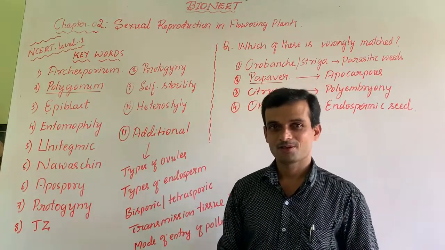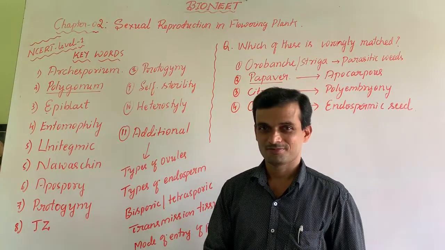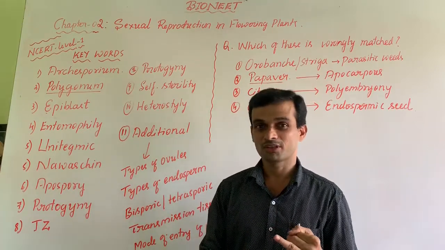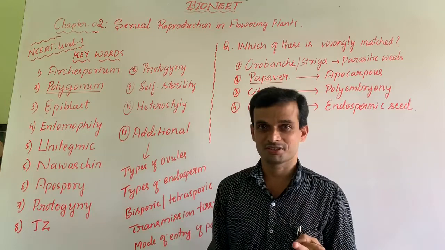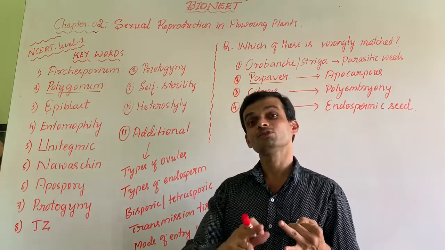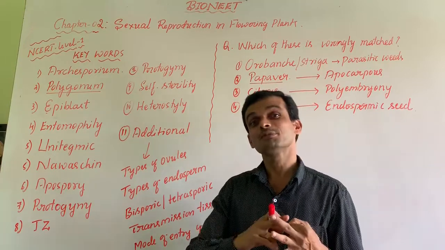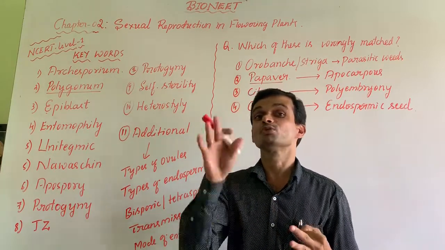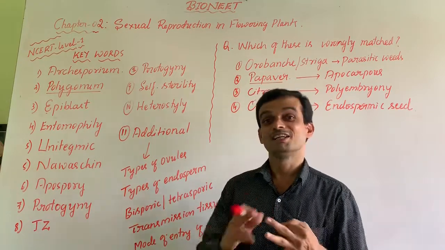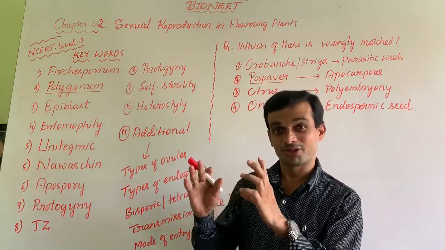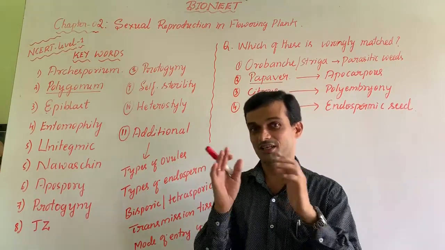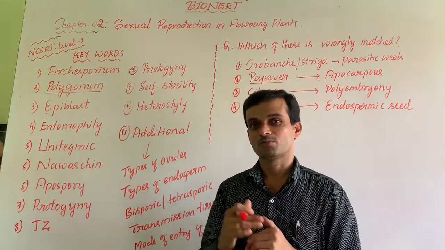Entomophily. You study pollination mechanism. Pollination takes place through water. Pollination takes place through wind. Pollination takes place through animal species. When it takes place through water, it's hydrophily. When it takes place through wind, it's anemophily. When it takes place through animal species, it's zoophily. It can be ornithophily, chiropterophily, entomophily. You should be able to identify such flowers by looking at the color or nectar or pollen, etc.